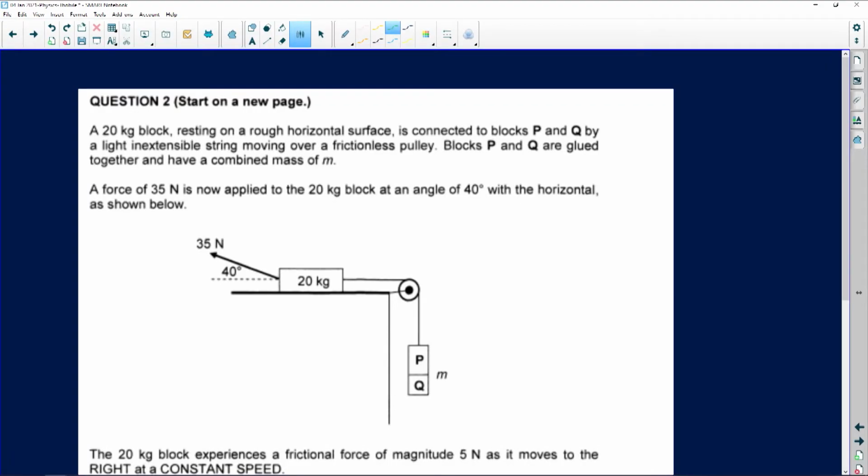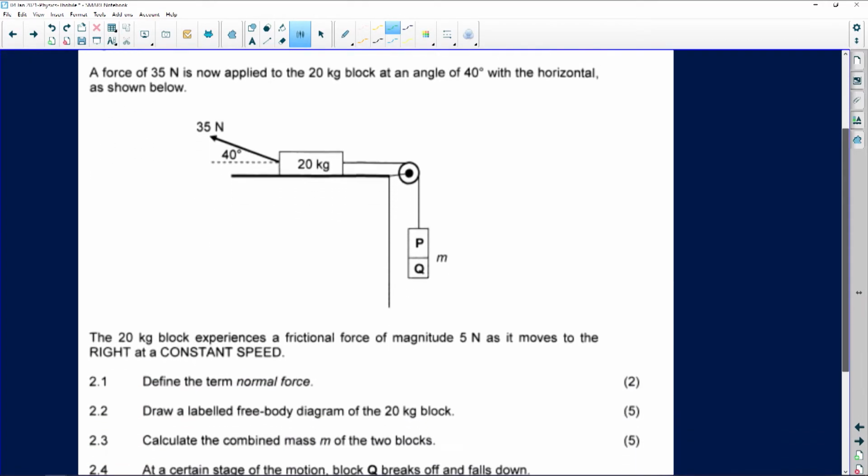So without wasting any more time, I want us to look at question number two of this paper. Question number two is usually Newton's second law, and the question says, a 20 kilogram block resting on a rough horizontal surface is connected to blocks P and Q by a light inextendable string moving over a frictionless pulley. Blocks P and Q are glued together and have a combined mass of M. A force of 35 newtons is now applied to the 20 kilogram block at an angle of 40 degrees to the horizontal, as shown below.